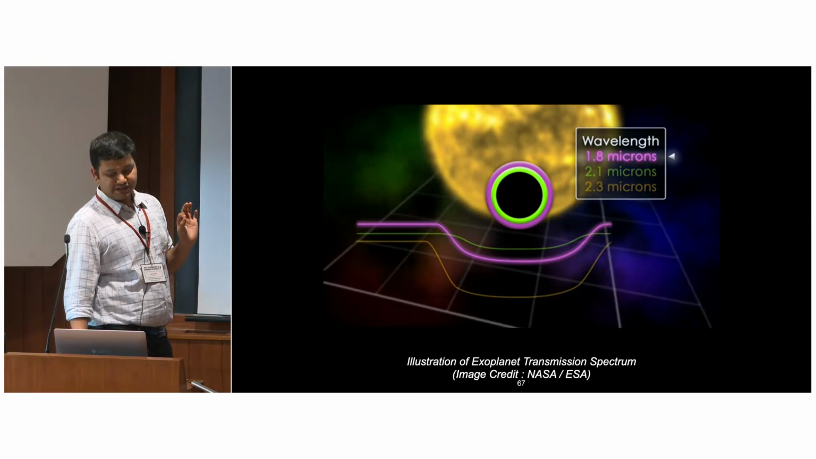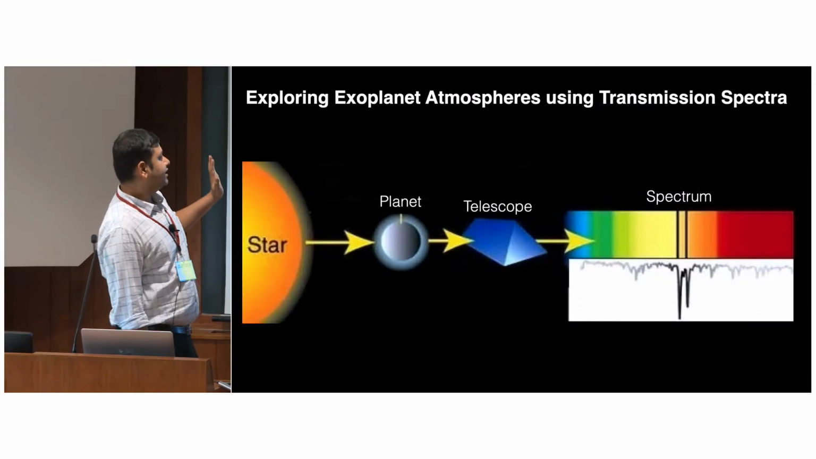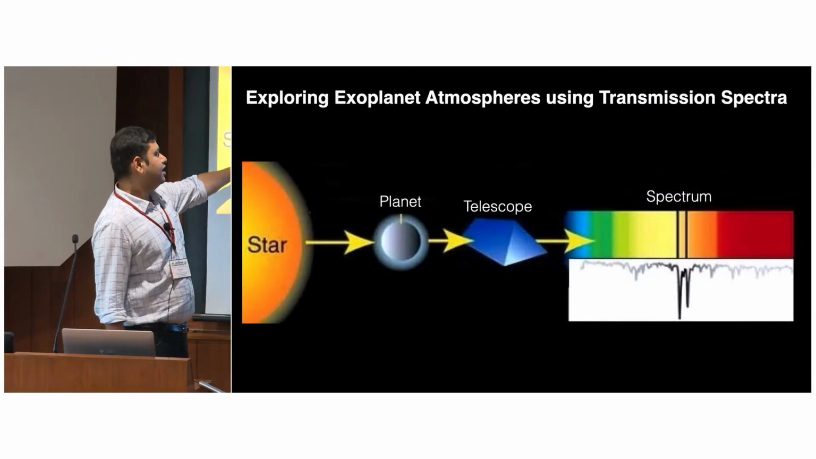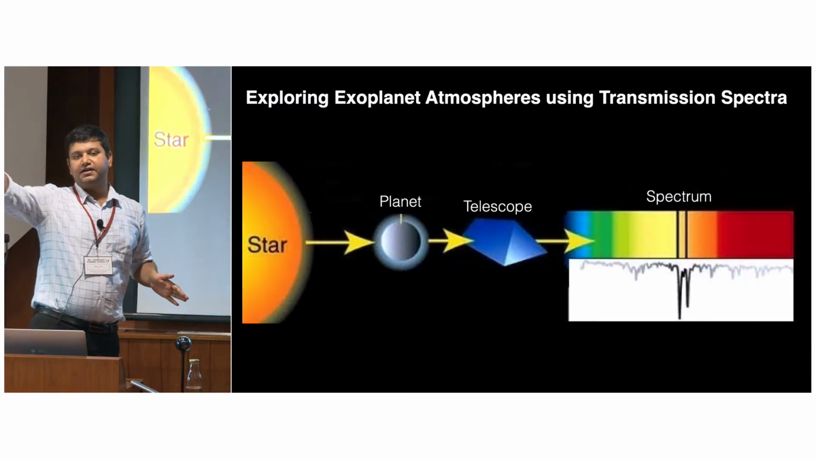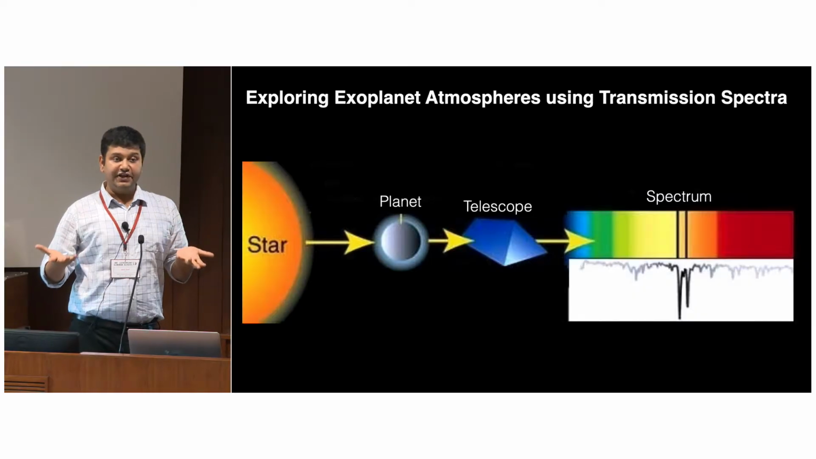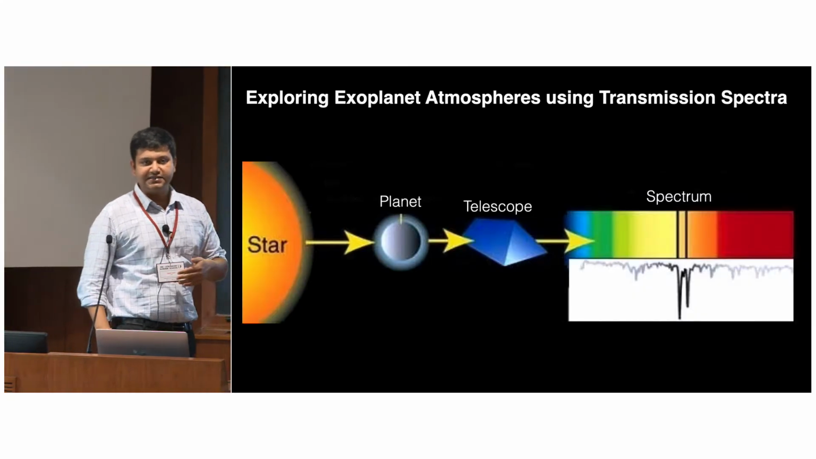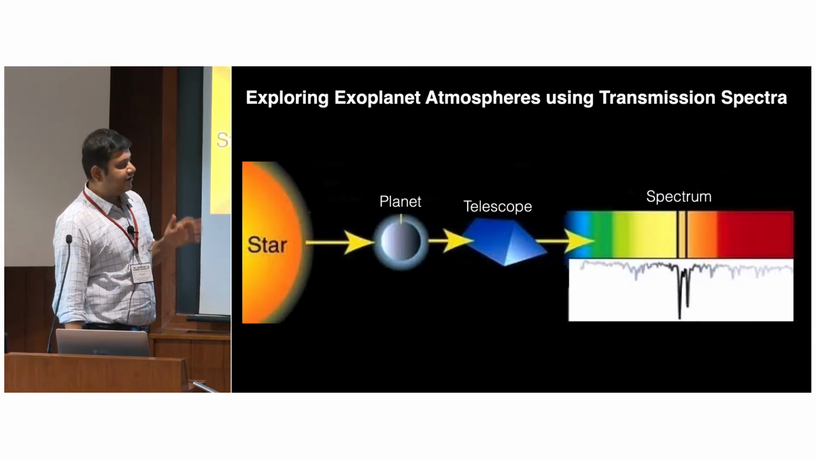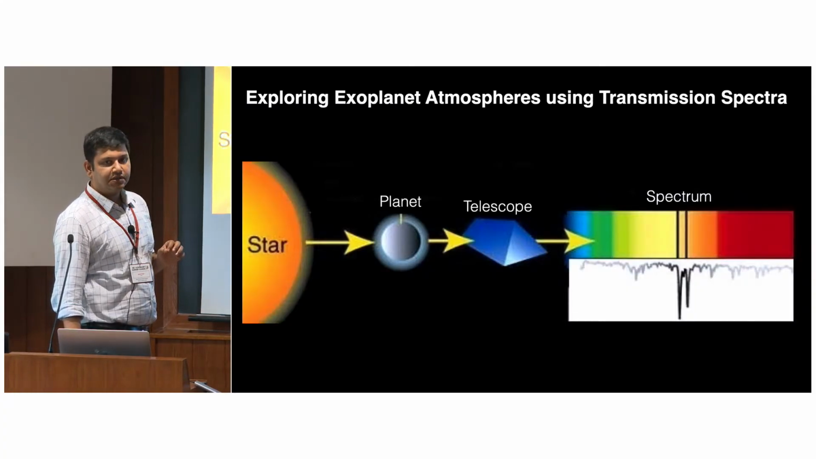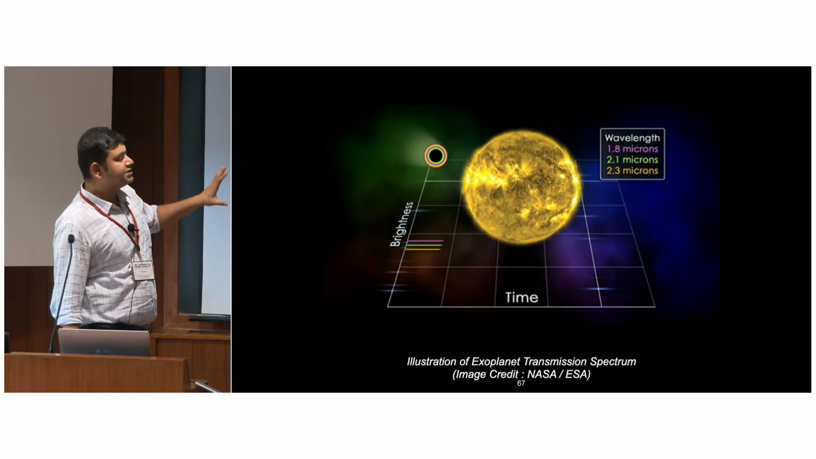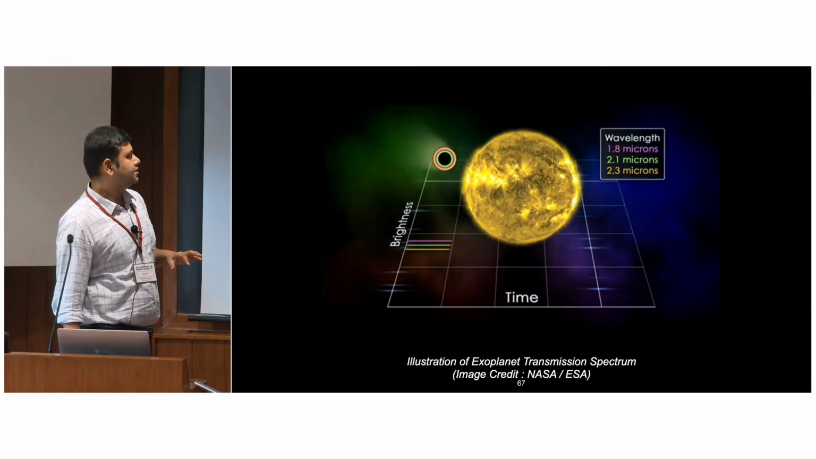And essentially we are using the simple concept: the planet is going in front of the star, and we are measuring that using a spectrograph. Different absorption lines are present, and we know that from our laboratory studies, where different gases will absorb. From that we get what we call the transmission spectrum of the planet, and this is what transmission spectroscopy is about.